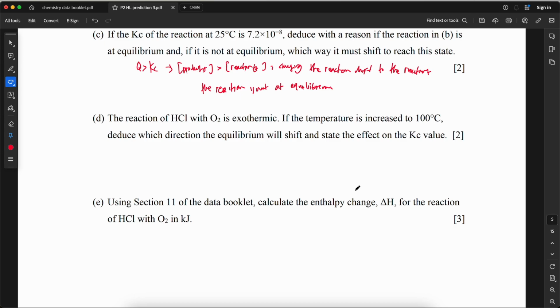The reaction of HCl with oxygen is exothermic. If the temperature is increased to 100 degrees Celsius, deduce which direction the equilibrium will shift and state the effect on the Kc value. So for HCl plus O2, let me just do it here. HCl plus O2 produce 2H2O and 2Cl2, and the delta H is negative, which is exothermic. So the forward way will be exothermic, because it's negative, and then the reverse will be endothermic.